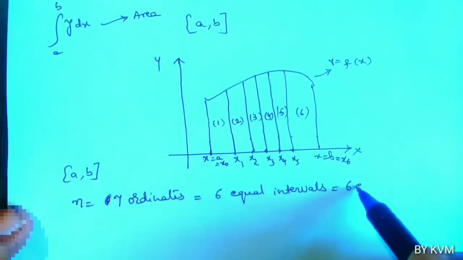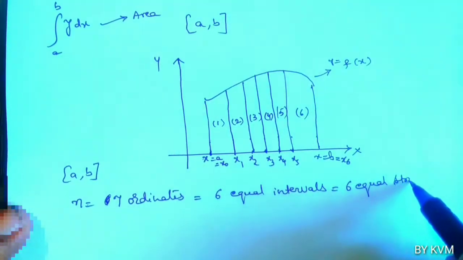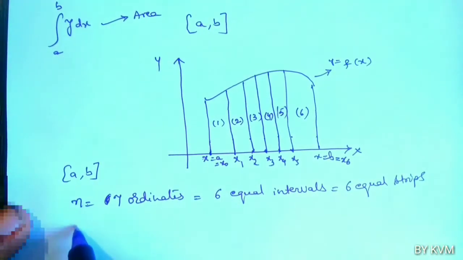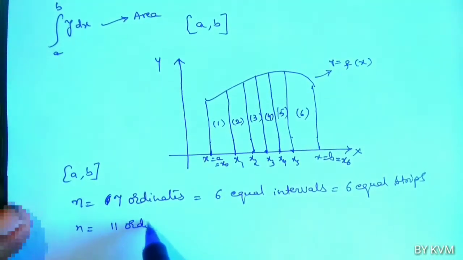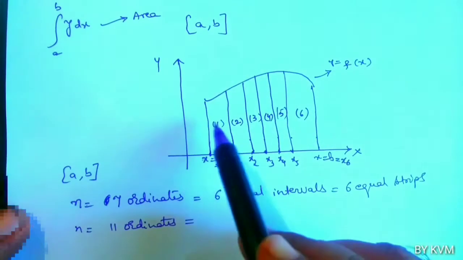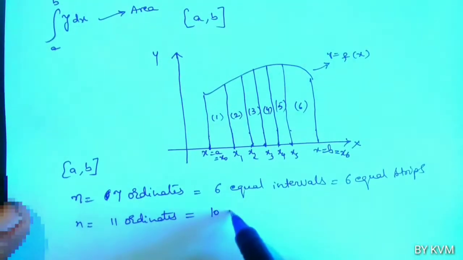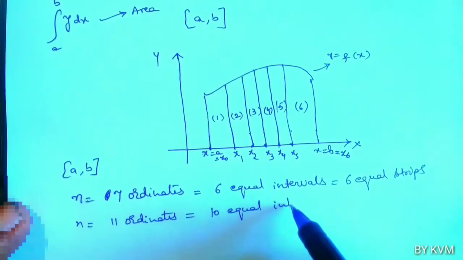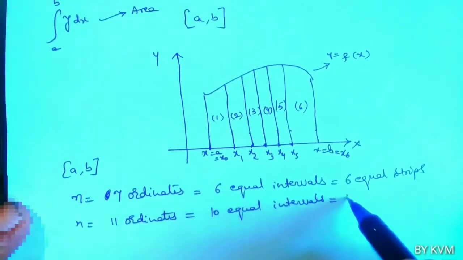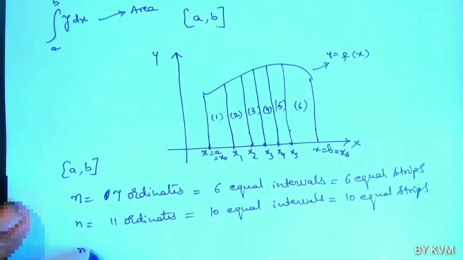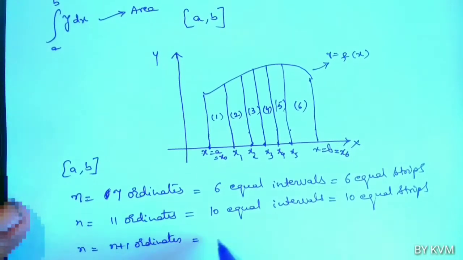or 6 equal strips. We can also use the word strips. Now, 11 ordinates means, we can also divide this interval by taking 11 ordinates. So 11 ordinates means 10 equal intervals. We get 10 equal intervals or 10 equal strips. So in general, n plus 1 ordinates means n equal intervals.